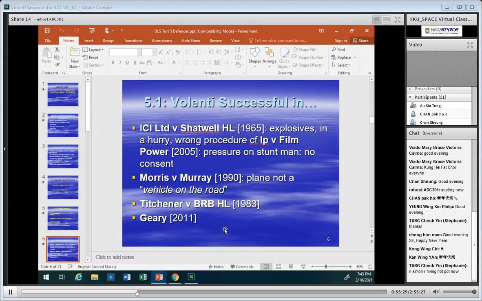So in all the cases on the screen, the defence of volenti succeeded as a total defence, except I.P. and Film Power. So was there a voluntary assumption of risk?